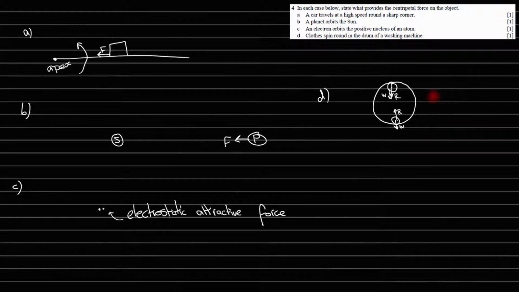So in this case, a couple of things could have an effect. It could be the normal reaction force, say between the clothes and the drum, and also we could have gravity at play. Gravity, in this case, due to Earth, on the clothes. We'll come into this in a bit more detail later on.